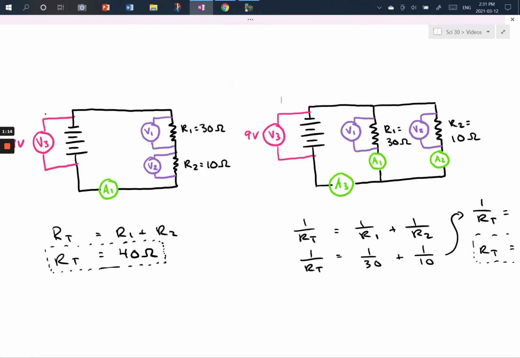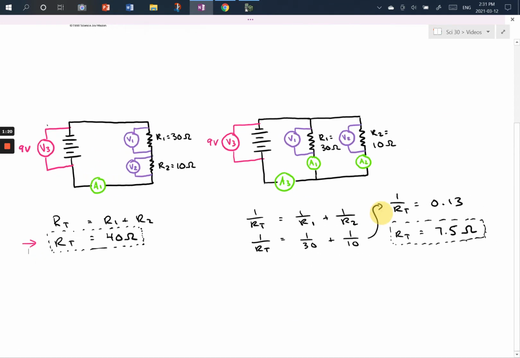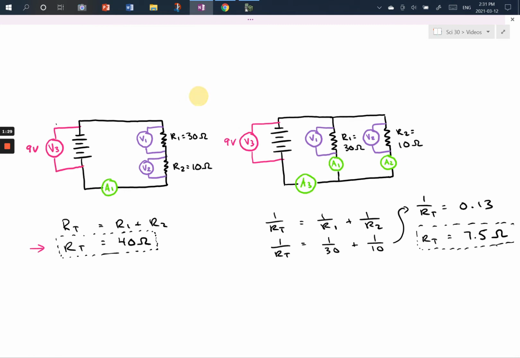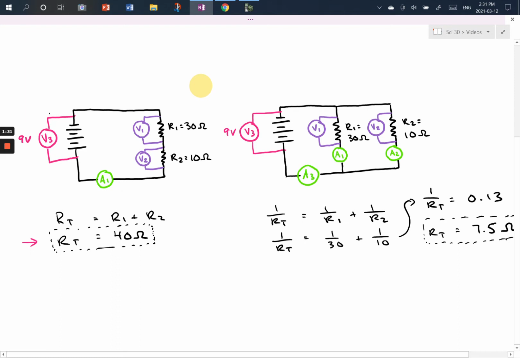In the resistance video, we already calculated R total for each of these. We saw that series circuits have a higher resistance than parallel circuits. What we're going to do next is calculate the current. In order to do that, we have to recognize what's the total voltage available to the circuit, and that is going to be 9 volts for both of these. The voltage across my source is my total voltage available to the circuit.